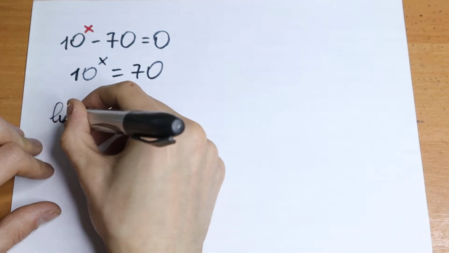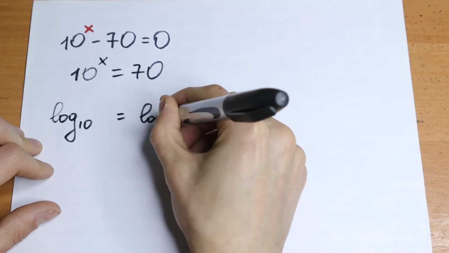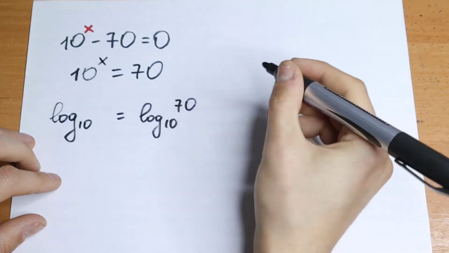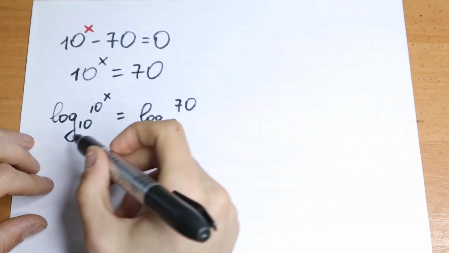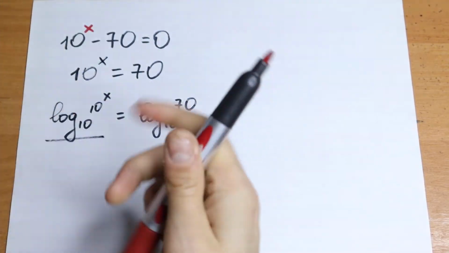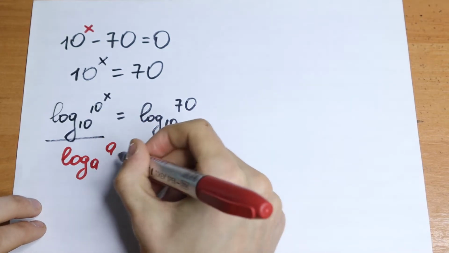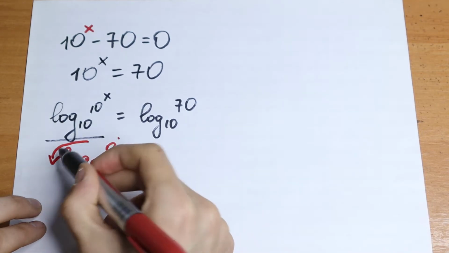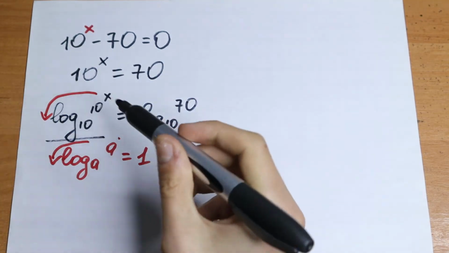So we will have log base 10 of 10 to the power x on the left, and log base 10 of 70 on the right. The log base 10 of 10 is equal to 1, because we know that if we have the same base, log a base a is equal to 1, and if we have an exponent, this exponent jumps to the front. So this x jumps right here to the beginning.